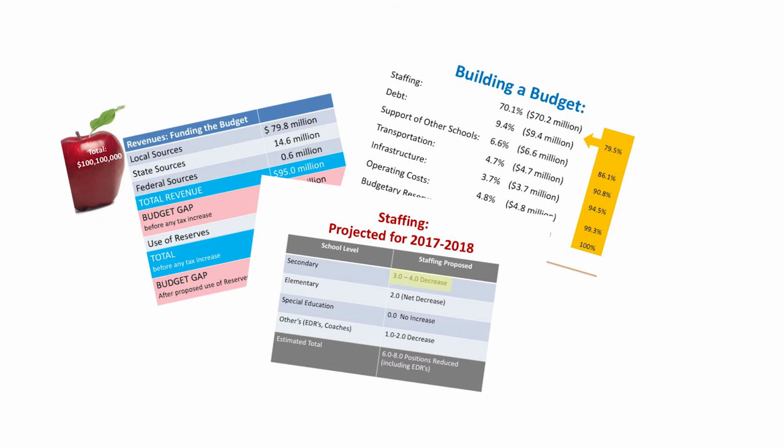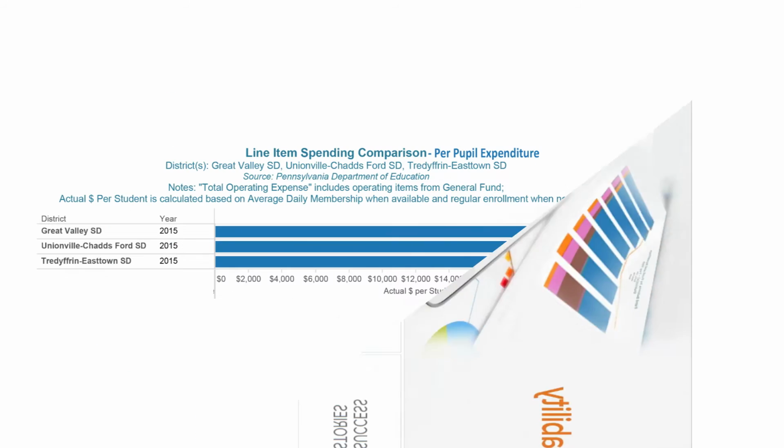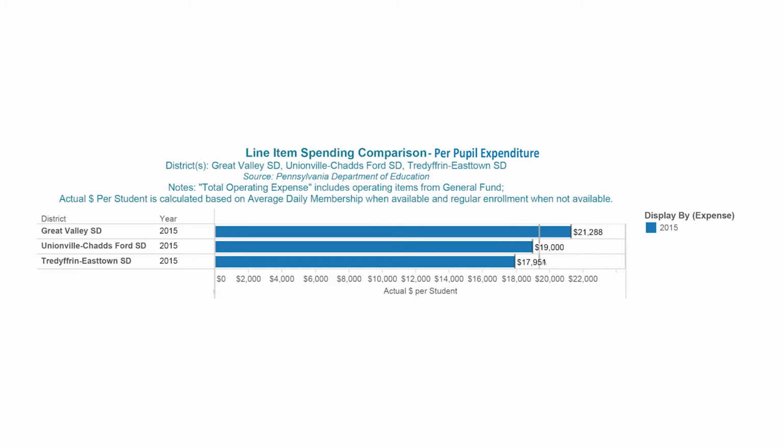Recently, the district began using a program called Forecast 5. This program allows us to look at specific areas to see how we compare with other districts, and allows us a greater understanding of factors that impact not only our general fund, but subsequently our per pupil expenditure calculation. This chart shows how Great Valley's per pupil expenditure compares with two districts to whom we are often compared. As we can see in the chart, Great Valley's per pupil expenditure is higher than both Unionville's and TE's.